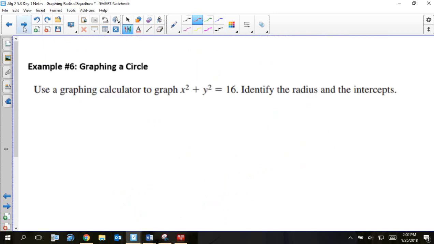Next one says graphing a circle. So here's the equation of a circle. We actually did graph circles by hand a month or so ago. Right. Or you can connect them. No, I don't want to do circles. I'm sorry. Circles are easy. No. It's a dot in the middle and then the radius.